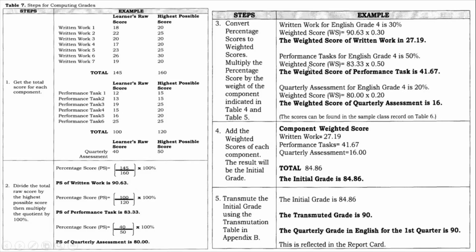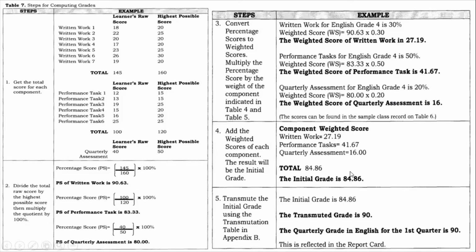Here, the performance task for English is 50%. So 83.33 that we have in here times 0.50, that's 41.67. And for the quarterly assessment for grade 4 is 20%. So 80 times 0.20, that's 16. And then you add everything: 27.19 plus 41.67 plus 16 is 84.86. So the initial grade is 84.86.